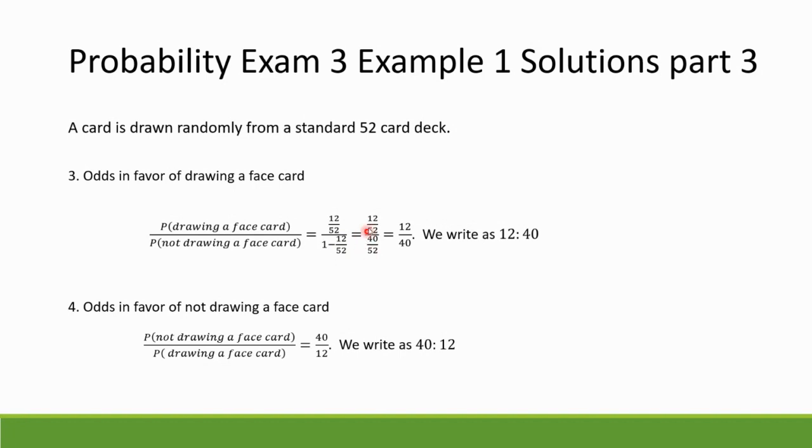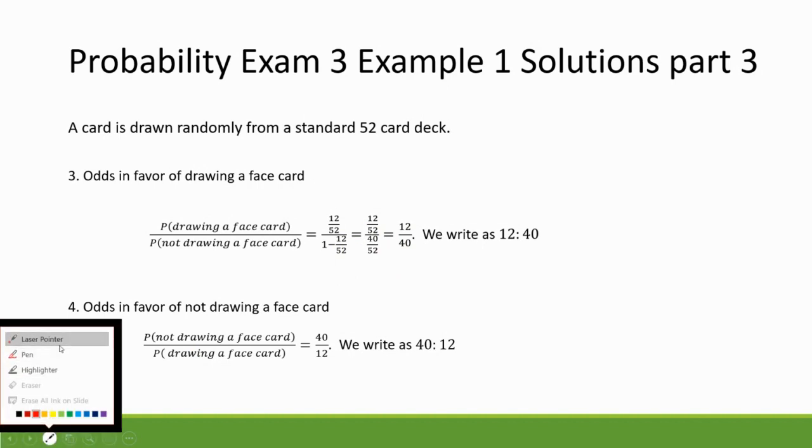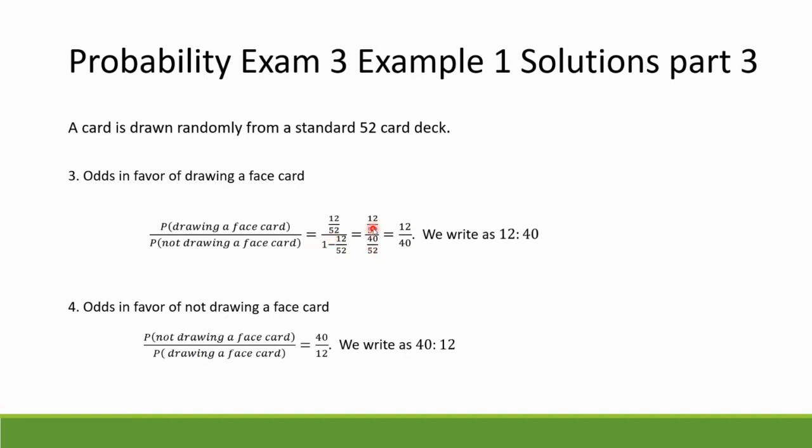And now how do you get from here to here? I think I actually presented this sometime in the course. What you can do is you basically take off these 2 denominators. Since they're the same, you could take them off. Algebraically, these denominators cancel, and you're left with 12 over 40. You really don't want to write this as a fraction, though. You want to write it with a colon, 12 to 40.